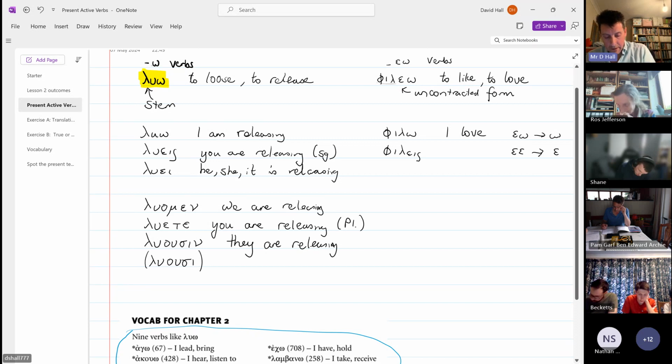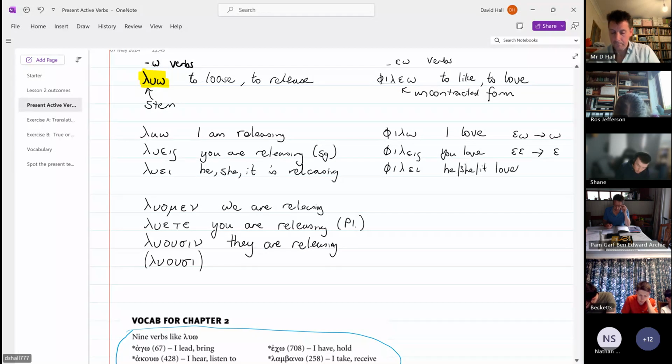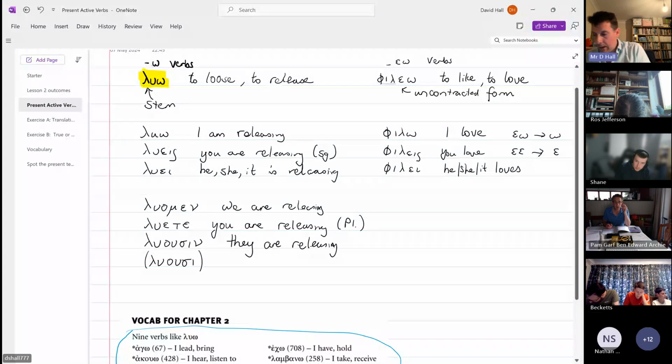So in the singular, this all looks relatively easy, and you're hopefully thinking, if only it was all just like that. So I have you love in the singular, and he, she, it loves. And in this particular case, the epsilon and the epsilon again contract into an epsilon.